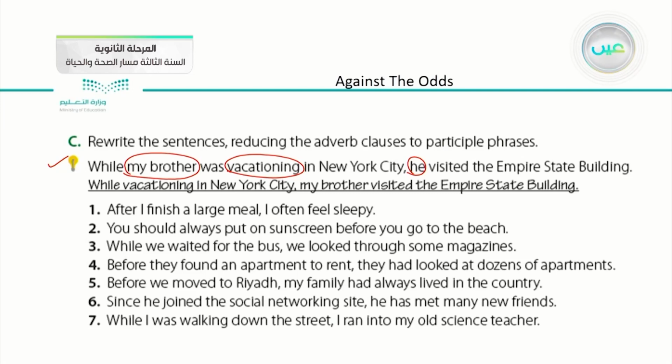Number 4, before they found an apartment to rent, they had looked at dozens of apartments. Number 5, before we moved to Riyadh, my family had always lived in the country. Number 6, since he joined the social networking site, he has met many new friends. Number 7, while I was walking down the street, I ran into my old science teacher.